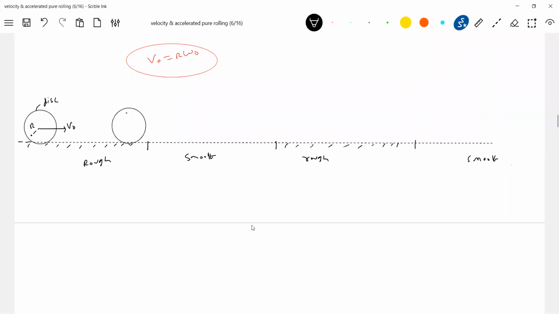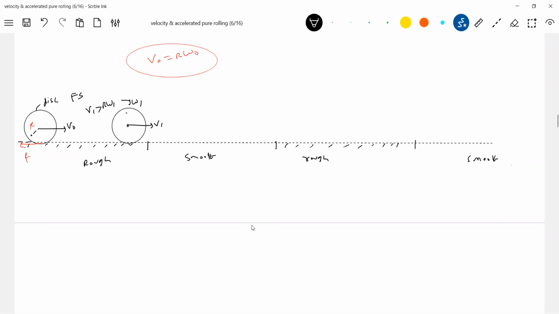What will happen to the rigid body in that region? Why will the friction act? Why will omega come? Because the friction will act in this direction. This friction will produce torque about the center of mass, and due to that there will be angular acceleration, and angular velocity keeps on increasing, and linear velocity decreases. If I check the condition, V1 is greater than R omega 1, so forward slipping.